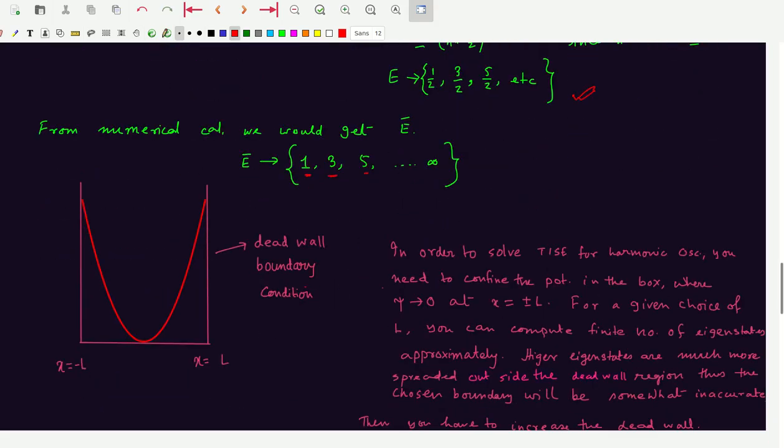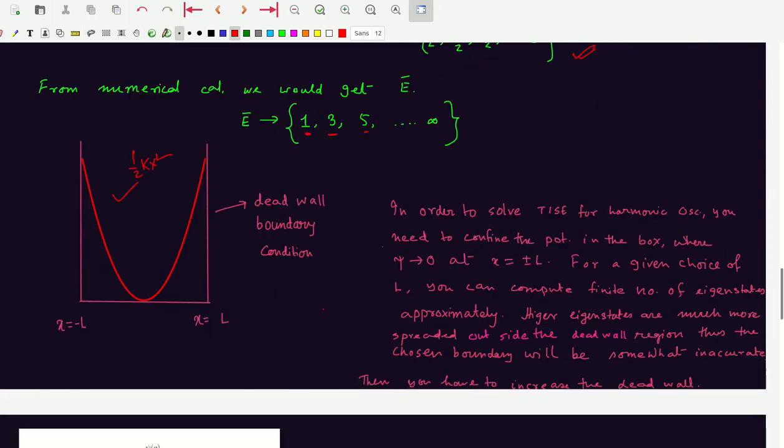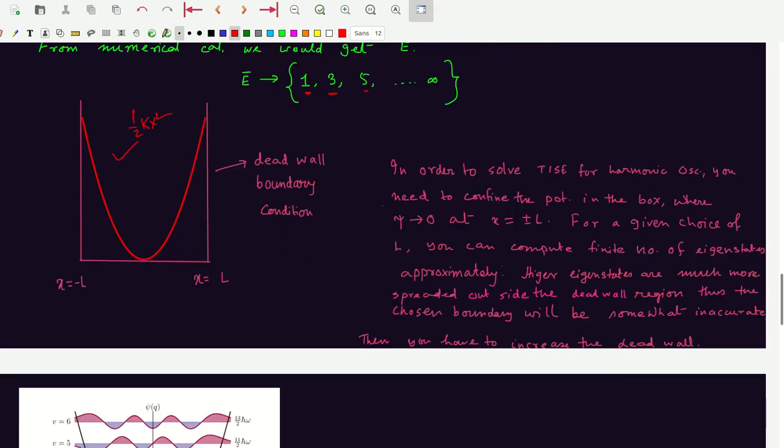And for a numerical solution, you always have to put in your potential. This is your harmonic oscillator potential, that is half kx square. This is the V axis here, and here the x axis. In order to solve the TISE for a harmonic oscillator or any kind of potential, you need to confine the potential in a box, where psi goes to 0 at x goes to plus minus L. That is our artificial object, that is the box. For a given choice of L, you can compute a finite number of eigenstates approximately.